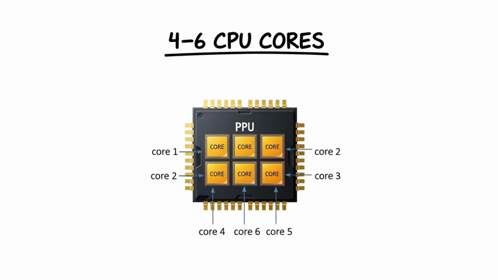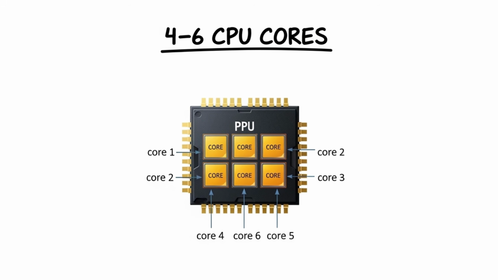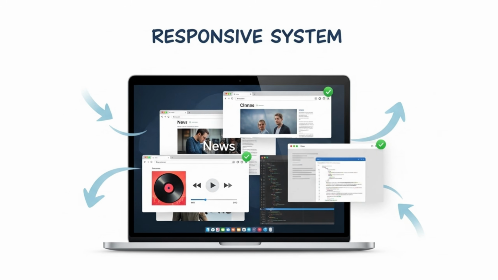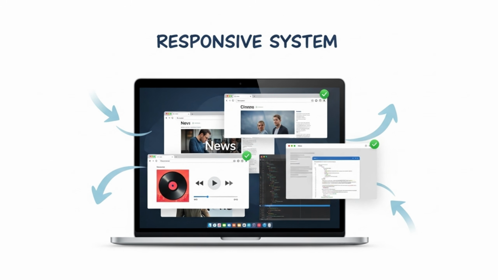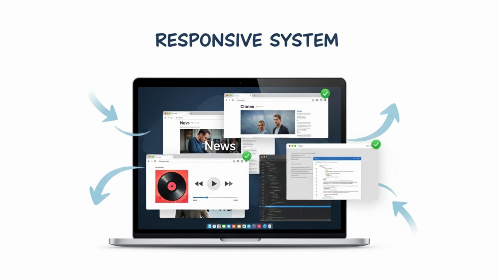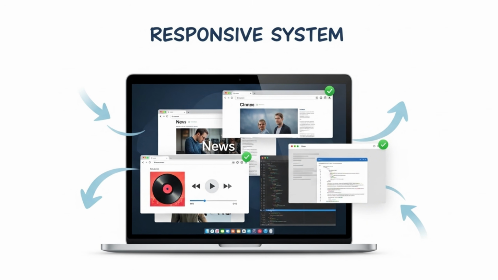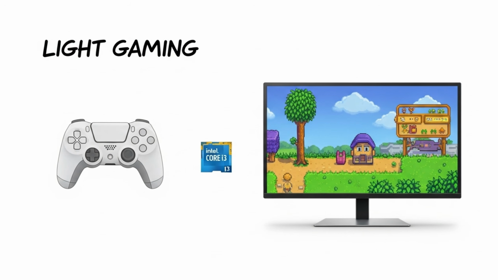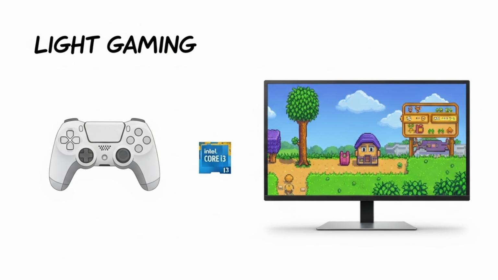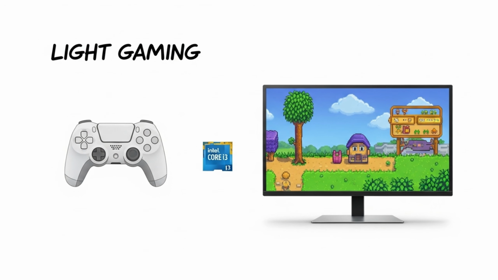Typically equipped with 4 to 6 physical cores, it provides enough parallelism to keep your system responsive while you have a few applications open simultaneously, like a web browser with several tabs, a music streaming app, and a word processor. While it's not designed to be a powerhouse, the Core i3 can still surprise you. It can manage lighter, older, or less graphically demanding games such as indie titles or classics from a decade ago.